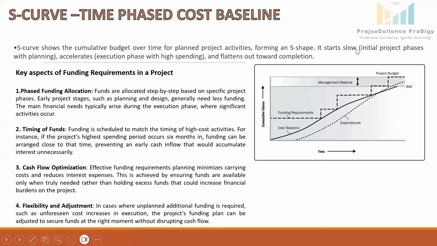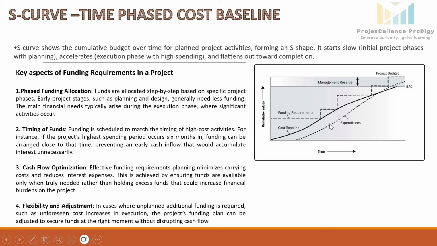It starts slow during the initial project phases, accelerates during the execution phase with high spending, and finally flattens out towards the completion. If we see here, during the initial phase, the project begins with planning, design, and initial preparation work, which generally incurs a minimal cost. So spending is slow here, as this phase is focused more on administrative or preparatory work.